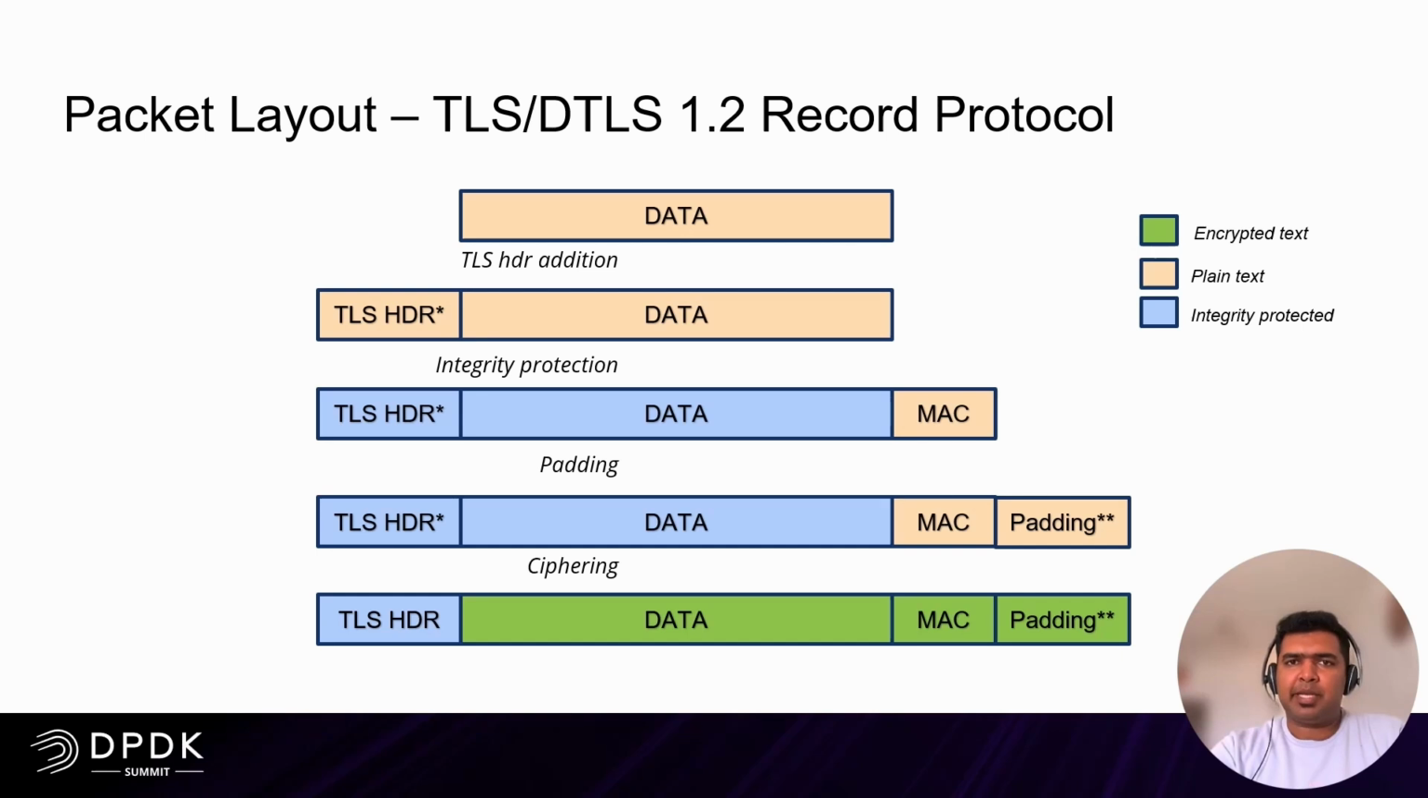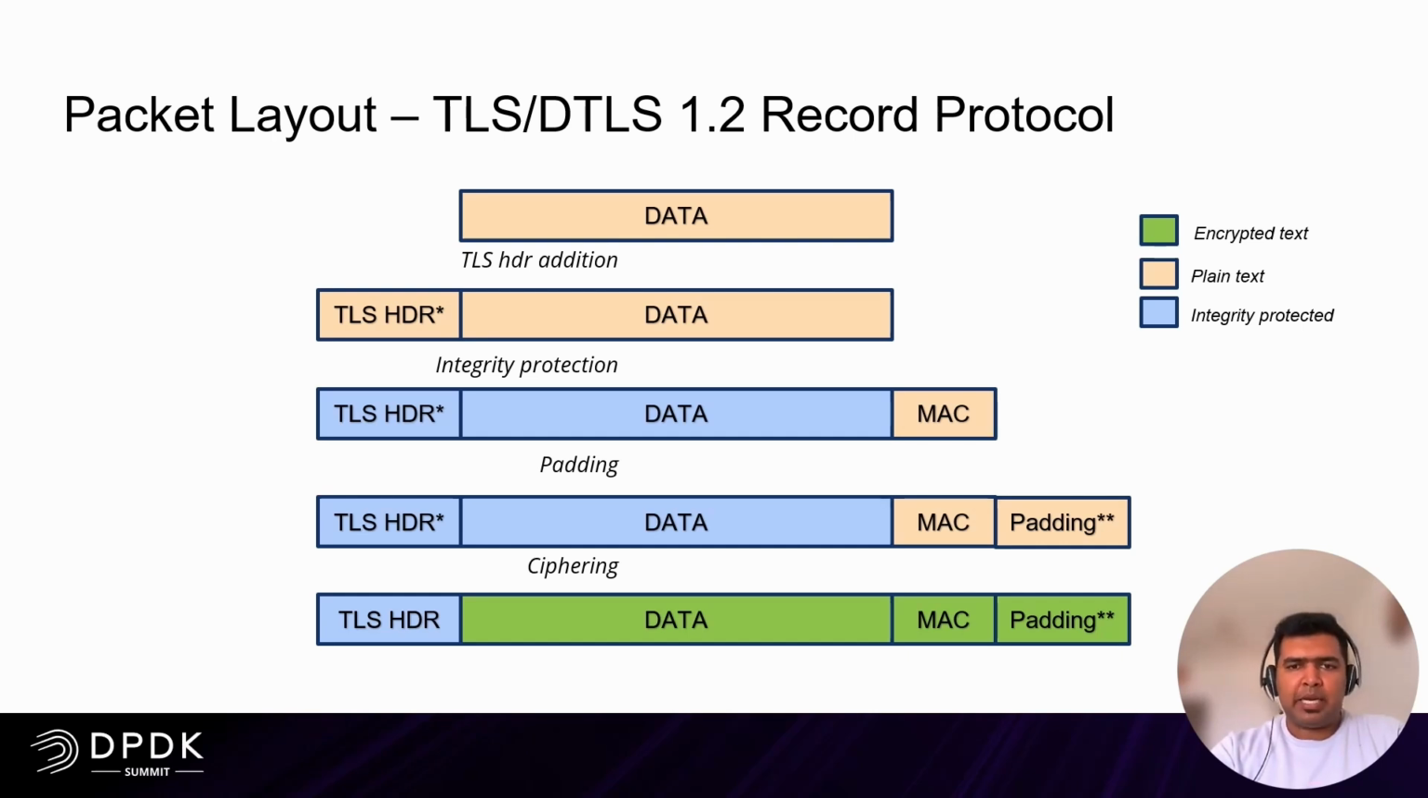Here is a sample packet layout of a TLS record. From the top, data can be regular application payload, like an HTTPS request or whatever. The processing need not be strictly in this order. I'm just keeping it like this for demonstration purposes. The TLS header would get added first. The payload data and certain fields from the TLS header would be used to generate the MAC. This is nothing but the digest from the auth operation. Then the ciphering operation, that is encryption, would be done.